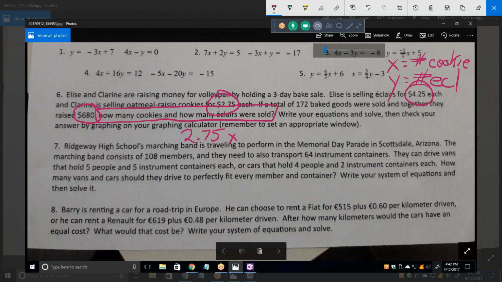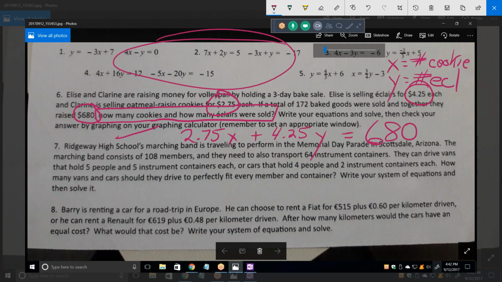But I also sold some eclairs. And each eclair goes for $4.25. So what did I make in eclair sales? $4.25 times the number of eclairs I sold. And all total, I made $680. Well, at the moment, I can't tell how many cookies and how many eclairs I sold, because I have two variables in one equation. You cannot solve that. There are an infinite number of solutions always, whenever you have two variables in one equation. So I need another equation.